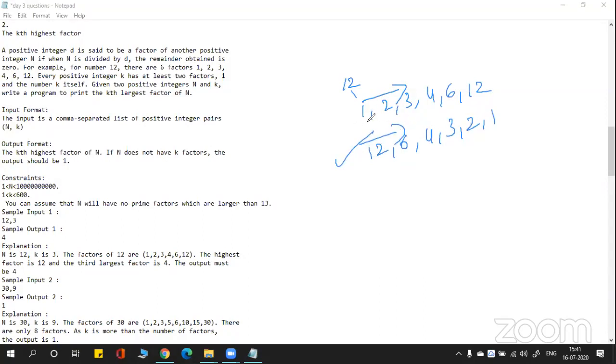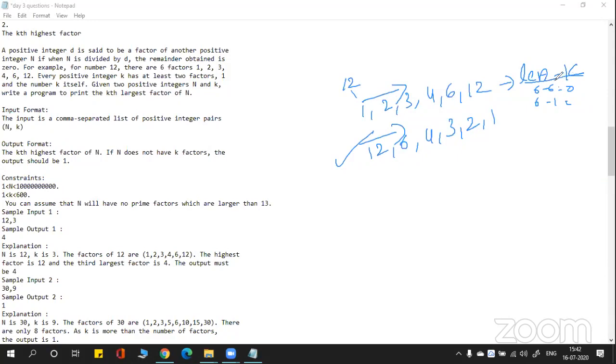So instead of finding factors from the beginning, 1, 2, 3, and then printing n minus k, I can print length minus k, that is, length minus kth factor. For example, here what is the length? 1 2 3 4 5 6. If I want the last factor, 6 minus 6; for the kth highest factor, 6 minus 1. So if I'm finding factors from the beginning, I should print length minus k.